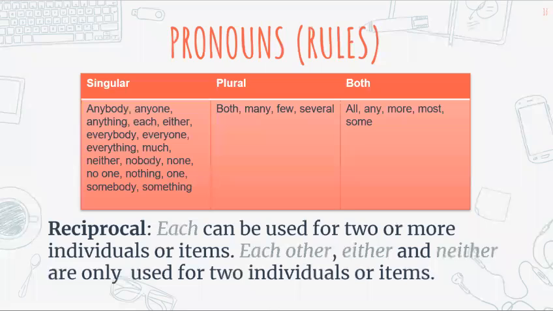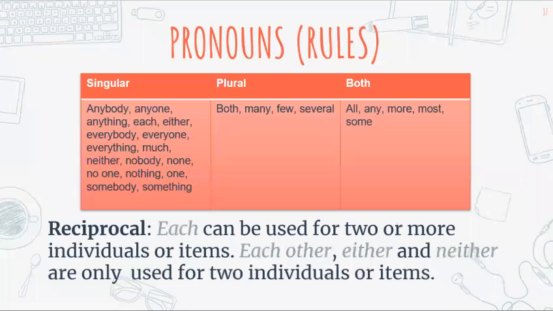And then both, many, few, several are plural. And I think the plural is the most well-known of the indefinite. So I don't think many people have problems with these because they're referring to plural things, obviously. And then both singular and plural: all, any, more, most, some. So you have to be careful and check the context of your sentence before choosing a singular or plural verb.